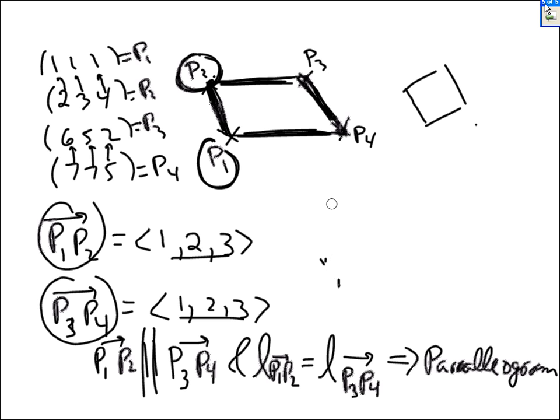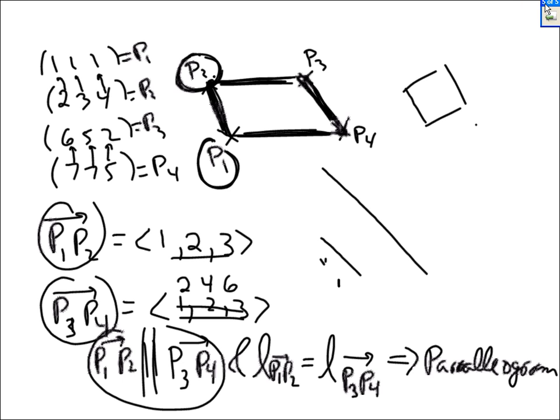But if P3, P4 was a multiple of P1, P2, that is, if this would have been 2, 4, 6, then P1 and P2 are parallel. You have one side and you have another side. But the second side is 2 times as big. After all, you double these numbers, you get 2, 4, 6. It won't be a parallelogram.